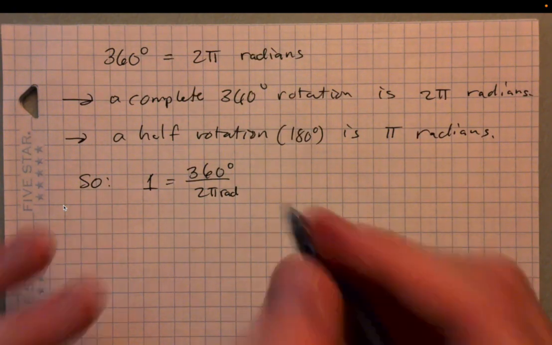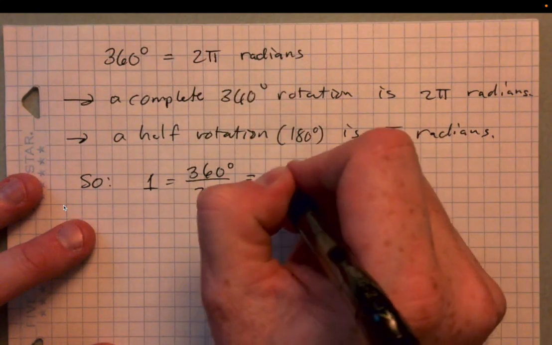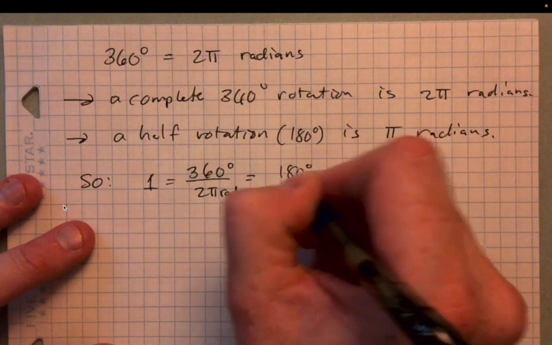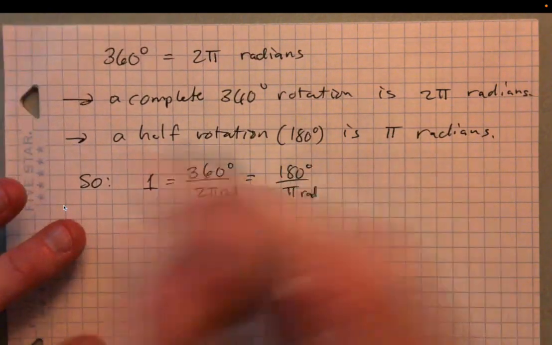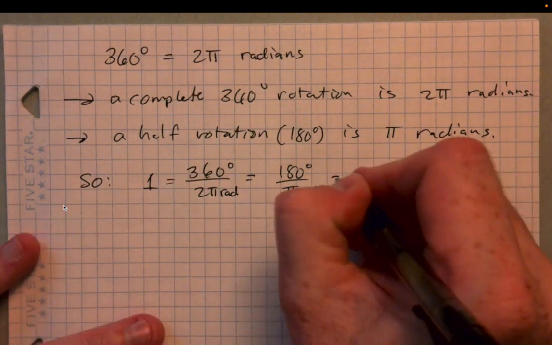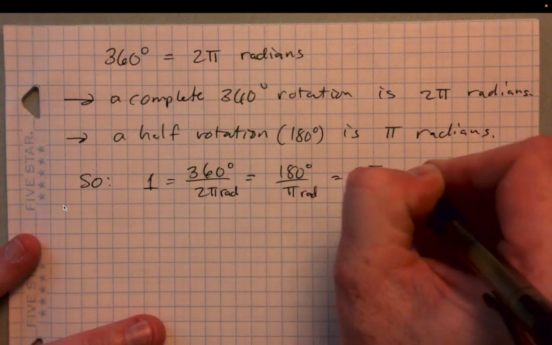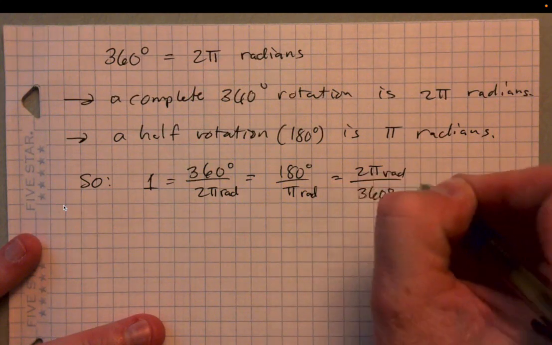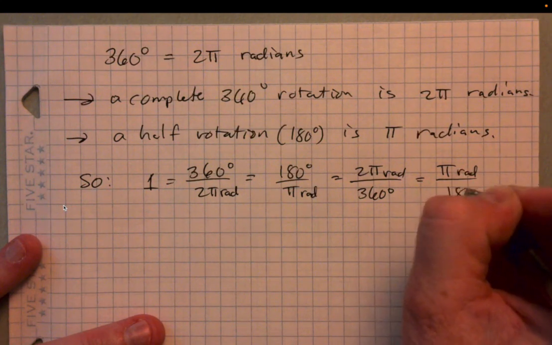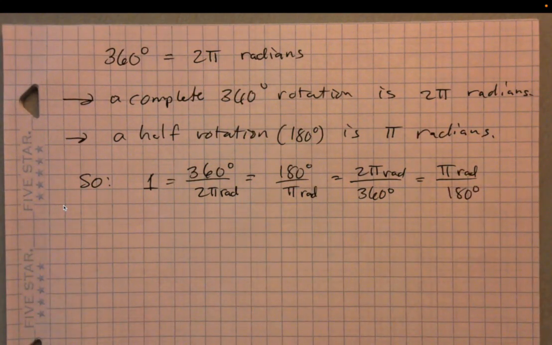Okay, and so it doesn't matter if I write it like this, or maybe more conveniently, I could write it as 180 degrees over pi radians. I could also flip it upside down. I could say 2 pi radians over 360 degrees, or I could say pi radians over 180 degrees. Right? These are all equal to 1. So this is the conversion factor for degrees and radians.